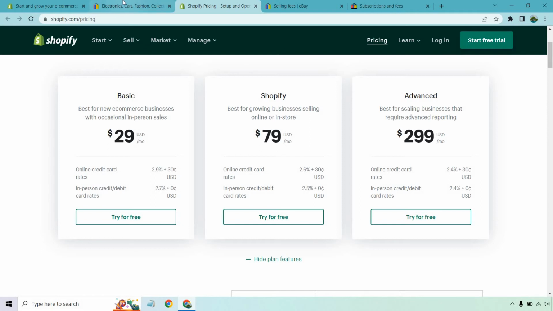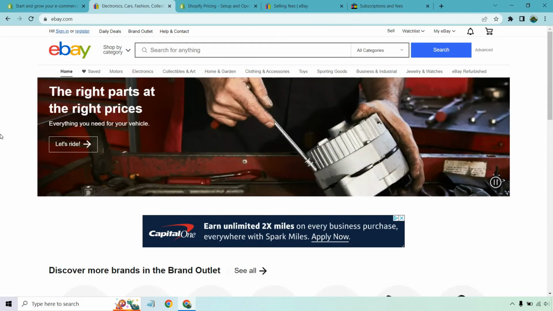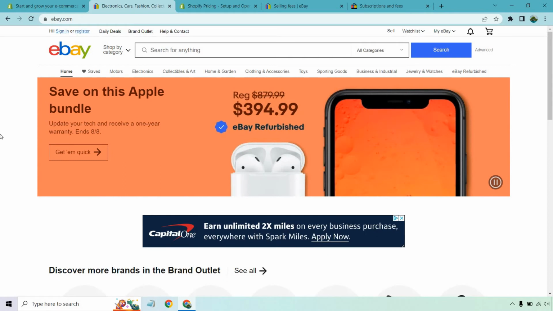Now let's switch it over and go on to see what eBay has to offer. In my opinion, if you're going to be casually selling, if you have something to sell here and there when it comes to e-commerce or physical products, or maybe you just want to utilize it as a side hustle, I think eBay is going to be a great place.